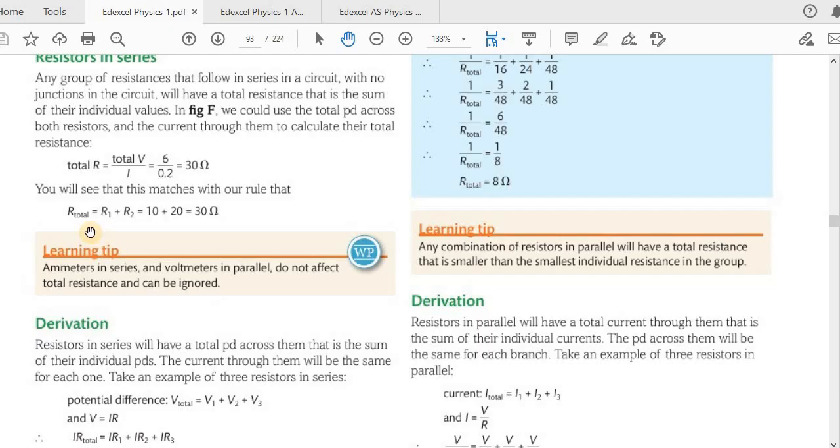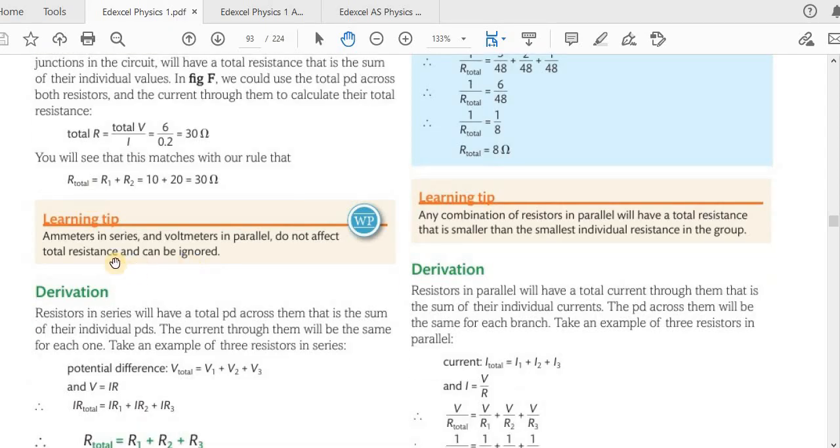Total resistance is also called combined resistance, effective resistance, or equivalent resistance. There are several names to mean the same thing: total resistance, combined resistance, effective resistance, equivalent resistance. Four names to mean the same thing.